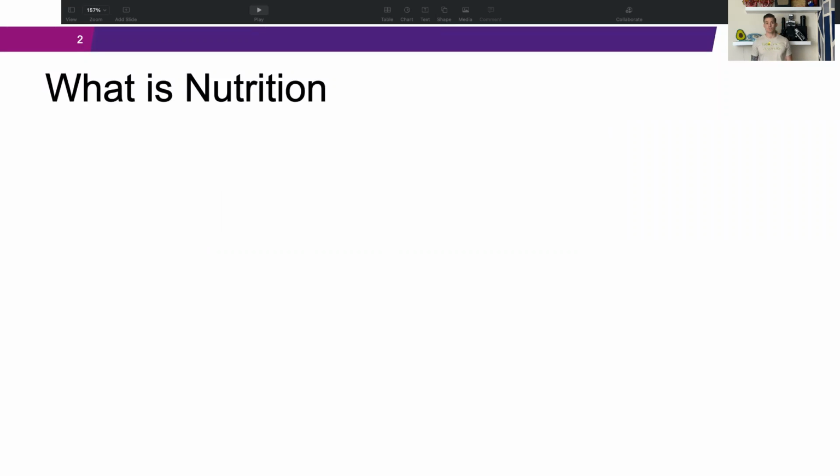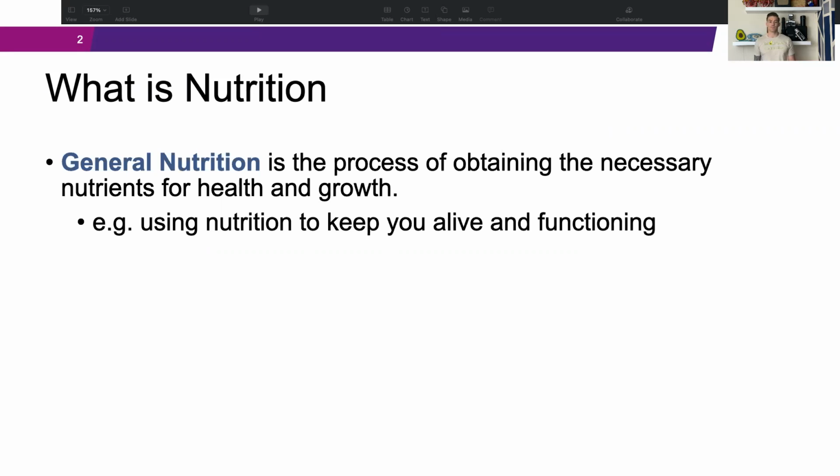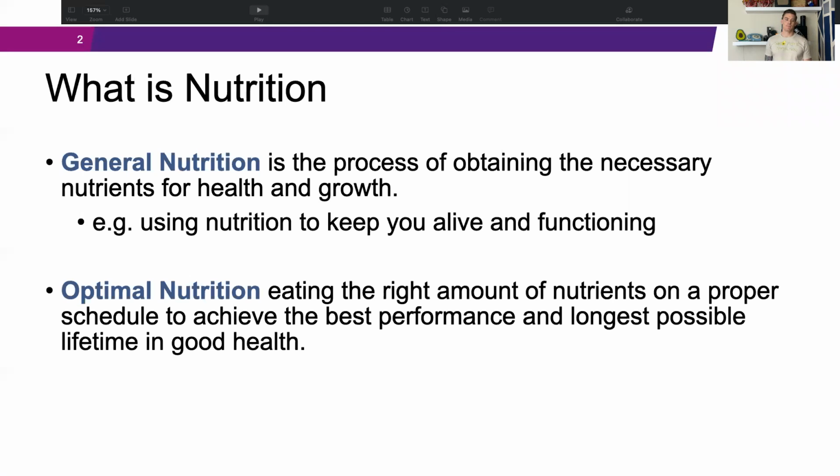So what is nutrition then? General nutrition is the process of obtaining the necessary nutrients for health and growth. For example, using nutrition to keep you alive and functioning. Now I'd say about 80, maybe 90% of the population do general nutrition. They eat what they need to stay alive and function.